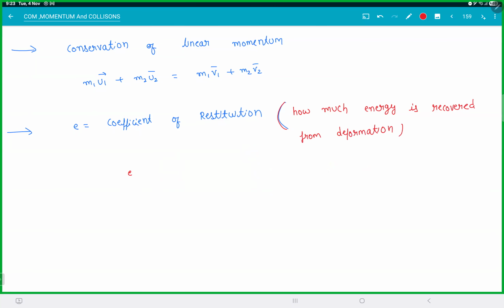For E equal to 0, this is perfectly inelastic. There is no recovery at all. Whatever went into deformation, nothing came out. For perfectly elastic, E is equal to 1. Everything is recovered. So the value of E will lie between 0 and 1.